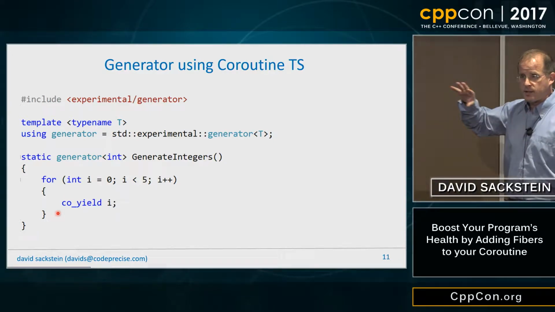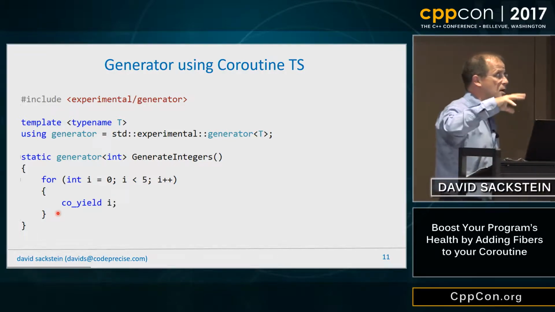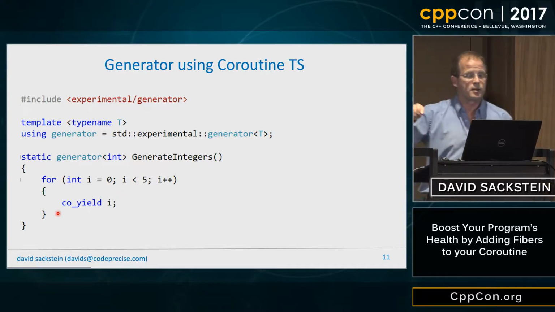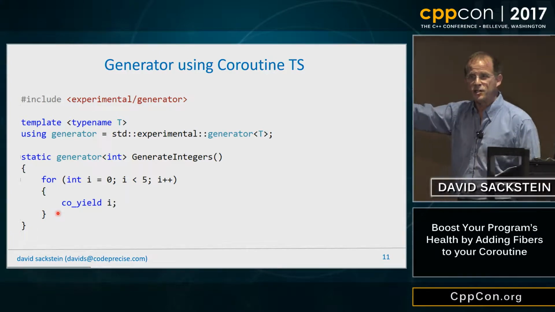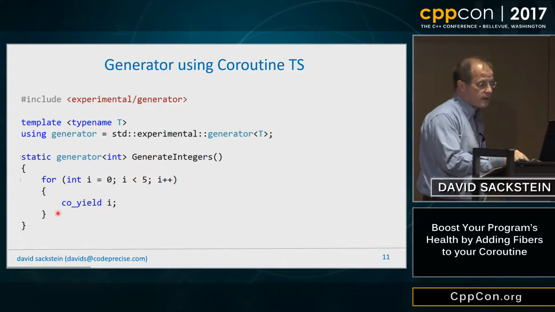The Coroutine TS defines three new keywords for the language: co_yield, co_return, and co_await. I won't discuss them all here. I'm going to mention co_await later on. For the moment, as we're discussing generators, co_yield is sufficient. So this is a generator.